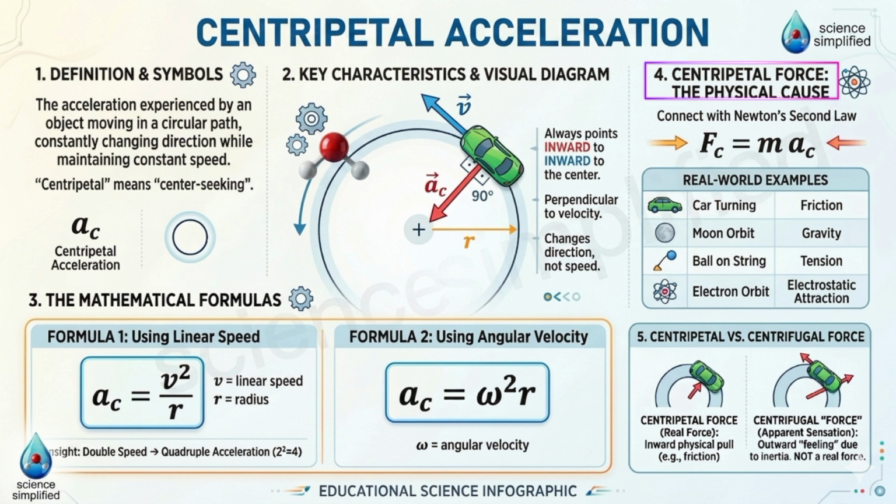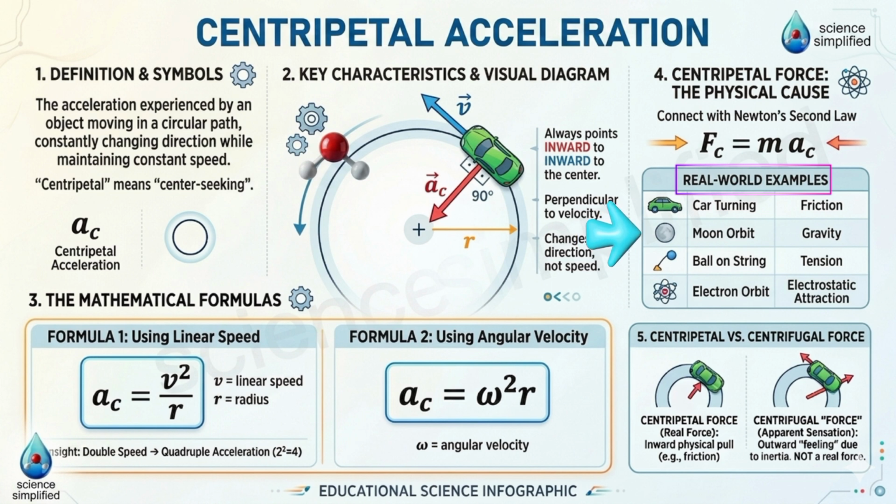Centripetal force. The physical cause. This section connects centripetal acceleration with Newton's second law of motion. The formula is Fc equals m multiplied by a c. This means centripetal force equals mass times centripetal acceleration. The infographic also provides real-world examples showing what supplies the centripetal force in different situations.